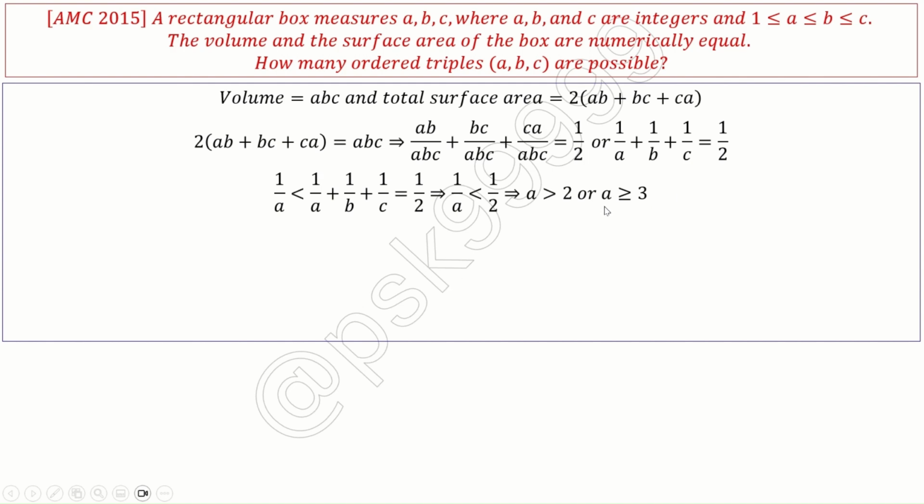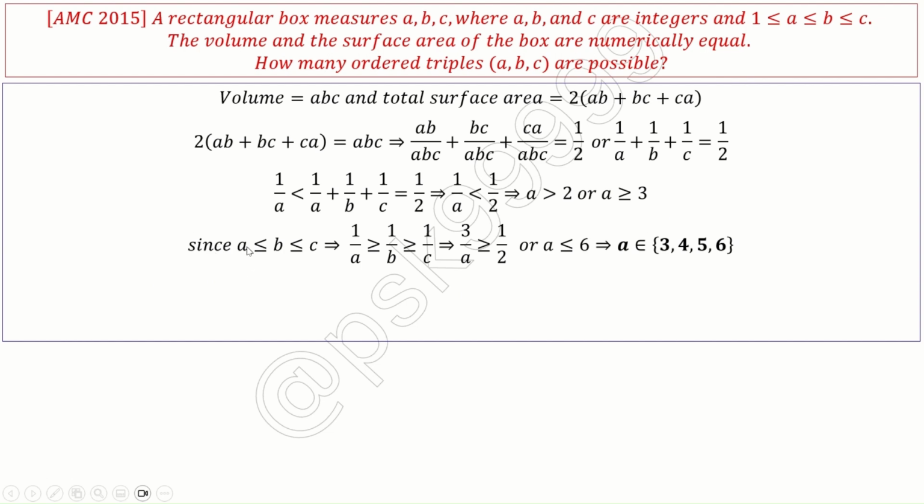This is the minimum value of A we got. Now let's also check the maximum. The second condition. Okay, maximum condition. A is less than or equal to B, less than or equal to C. So 1 by A is greater than or equal to 1 by B, greater than or equal to 1 by C. Okay, which means 1 by A is the maximum number. So 3 by A should be greater than or equal to 1 by 2. Okay, minimum value of this one will be 1 by 2. So that means if I take A to the other side, then A is less than or equal to 6. This is the maximum value of A.